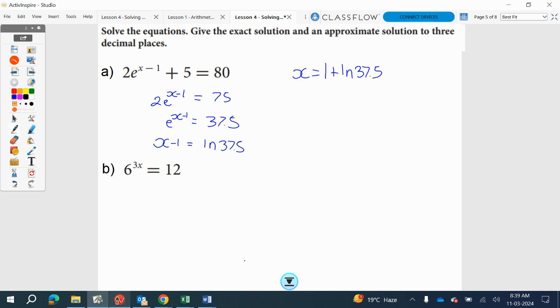4624. X approximately equals 4.624. Let's look at the second one.